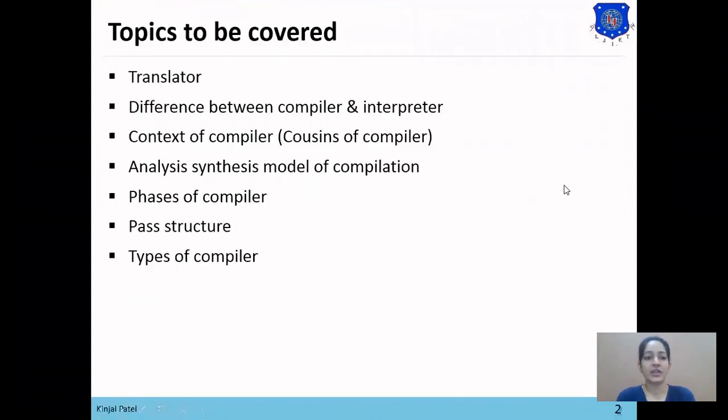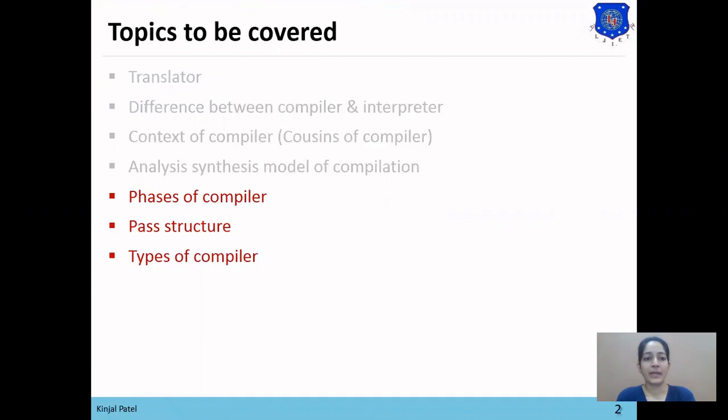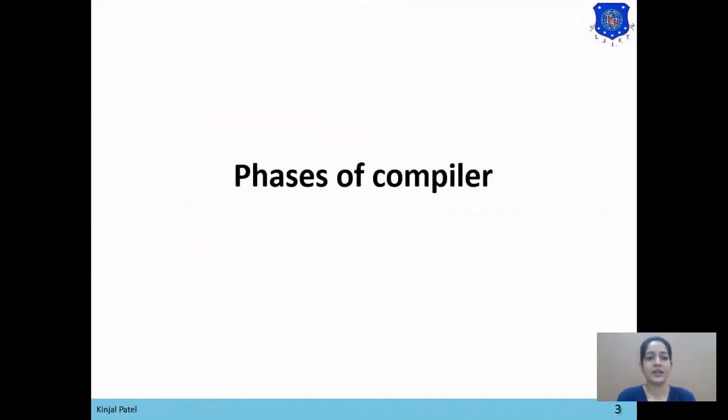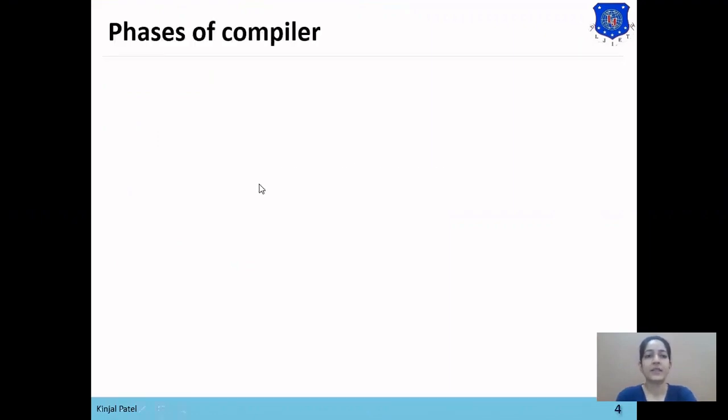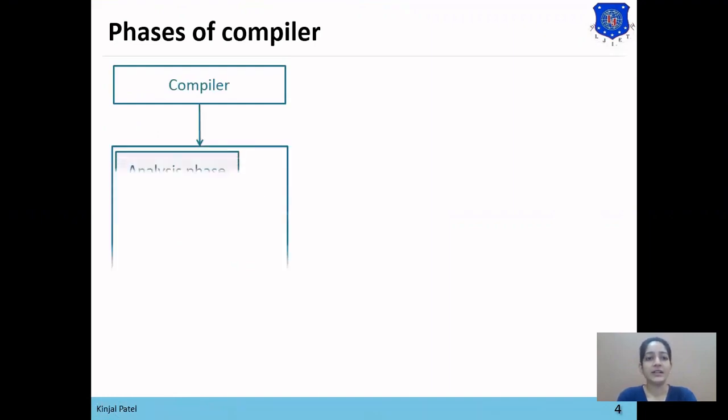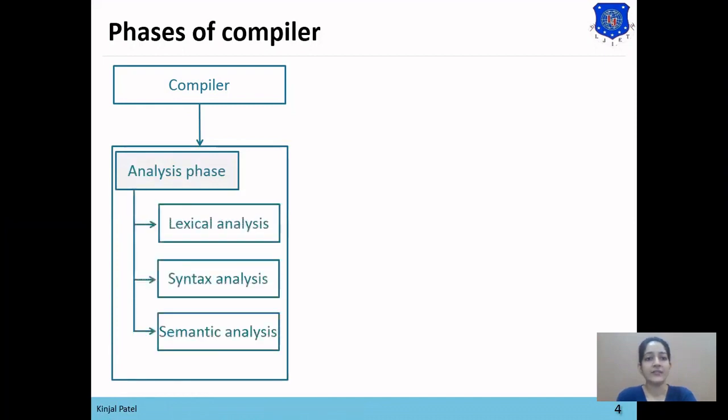In this lecture we will learn phases of compiler, pass structure and types of compiler. So first topic is phases of compiler. Compiler consists of two subphases. First one is analysis phase and second one is synthesis phase. So analysis phase has three subphases. First one is lexical analysis, second one is syntax analysis and third one is semantic analysis.